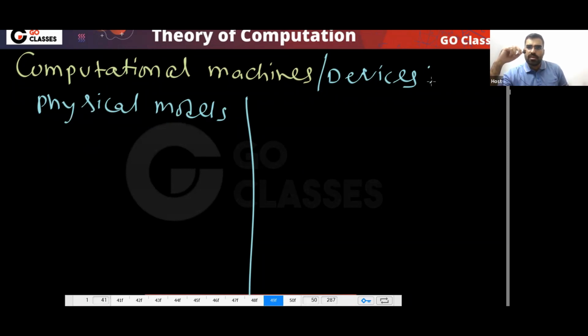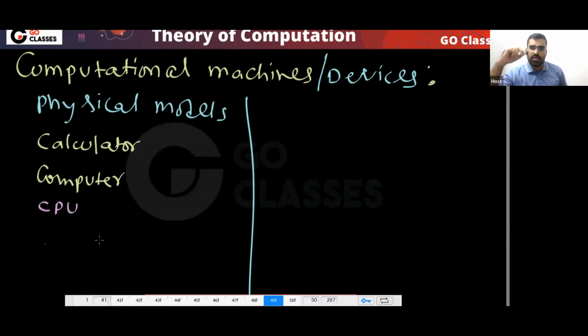What are those? Computational devices, like for example, calculator, your computer. Okay, and anything else? There are many things. Yes, any CPU. Okay, 8085, like 8085 CPU. Very good.